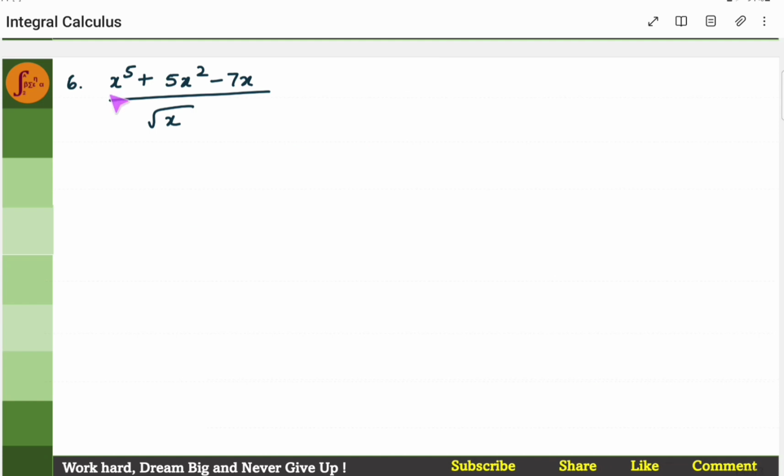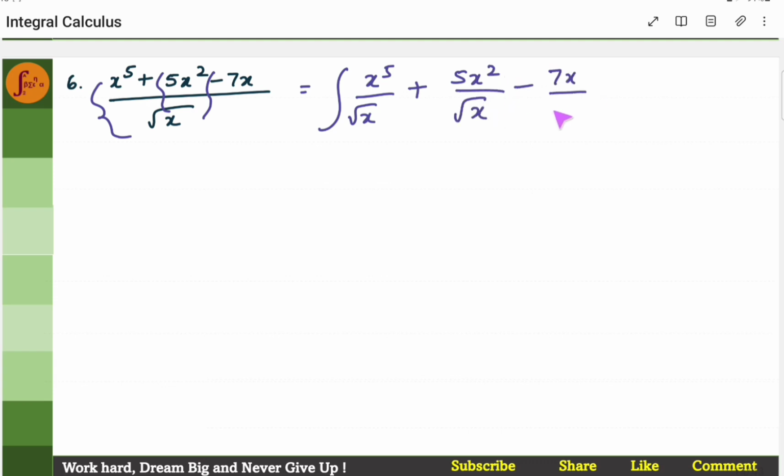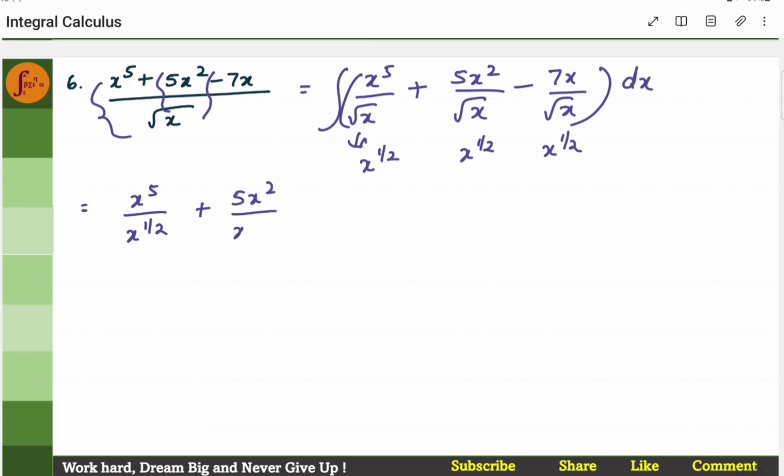Now let's take this problem. How do we solve this? We'll have to split each of these. We'll have to write this as x to the power 5 by root x plus 5x square by root x minus 7x by root x, entire thing dx. Instead of root x, we'll have to write x to the power half. Remember this. Root x is x to the power half. So now I'll have to individually find the integral. So this will be x to the power 5 by x to the power half plus 5x square by x to the power half minus 7x by x to the power half.